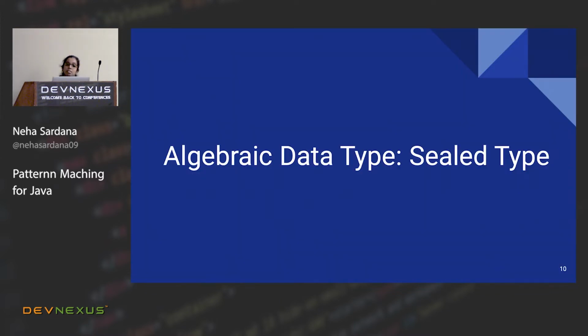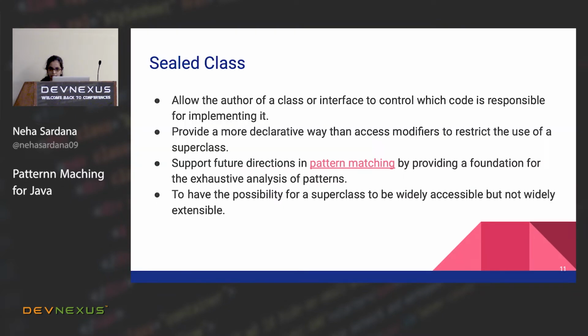The other one is the sealed type. The other algebraic data type is the sealed type. So this is really interesting because it allows the author of a class or interface to control which code is responsible for implementing it. It provides a more declarative way than access modifiers to restrict the use of a superclass. What I mean by this is there have been times when you don't want your class to be extended by other classes, which is why you declare it as final, right?